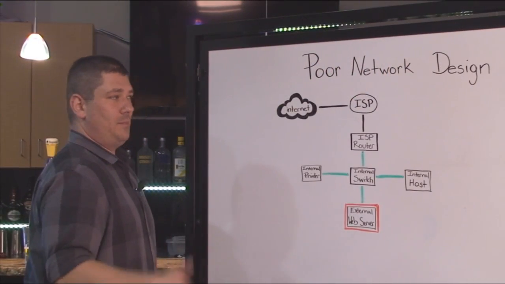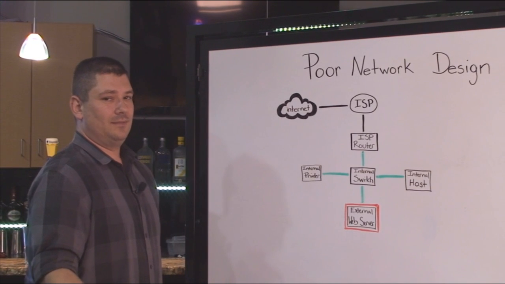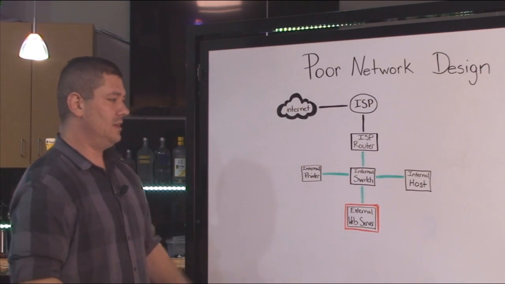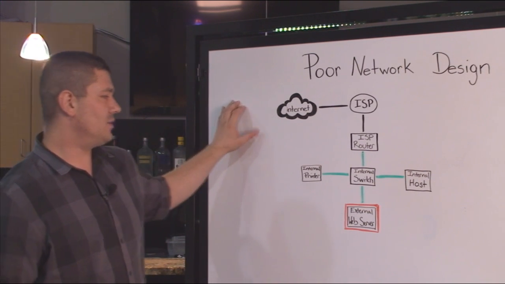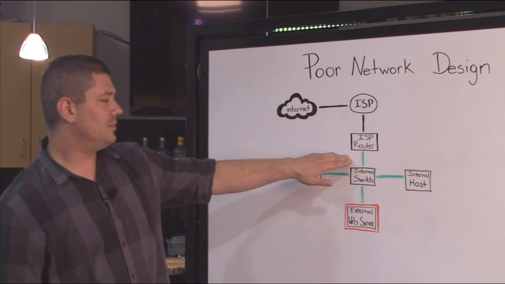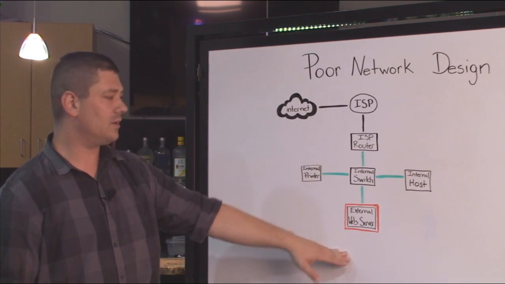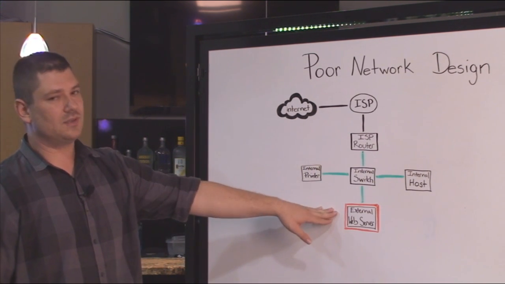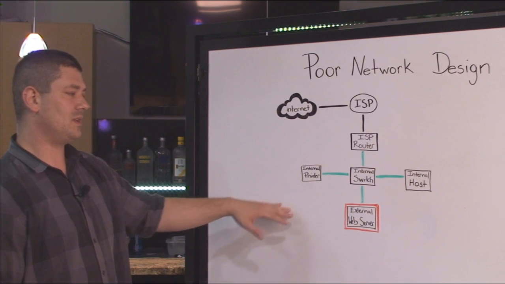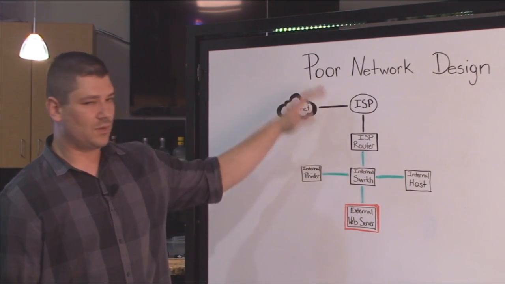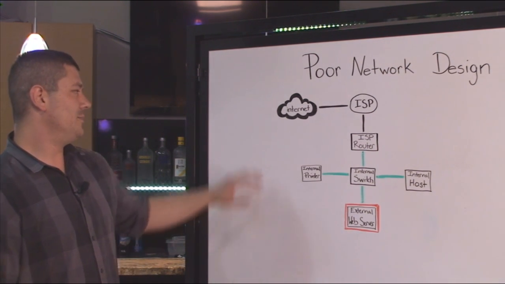So what is a bad or a poor network design? What we have here is a simple drawing of a poor network design. We're showing that there is no protection points segmenting any traffic from the internet into our internal network. We have an external web server that's sitting on our internal network that's not being separated through a DMZ, and there's no ACLs filtering any type of traffic coming in.